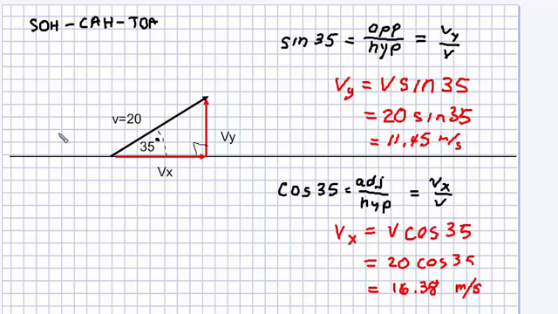So that's how you take a velocity and break it up into its x and y parts. And you can always use SOH CAH TOA, sine, cosine, and tangent, because you made sure it was a nice right angle by breaking it up into x and y. All right, let's try putting one back together.